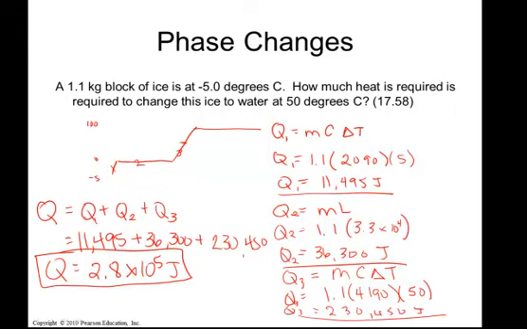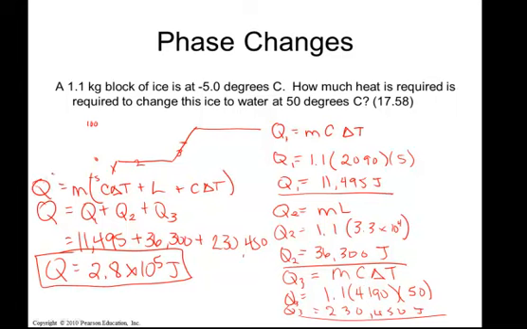Now in your specific example, problem 17.58, yours is very much like that, except you don't know the mass, but you know the total heat. And that total heat is going to be section 1, MC delta T, plus section 2, M times L, plus section 3, MC delta T. That means that you could factor out the mass. So you could have C delta T from the first section, plus L from the second section, plus C delta T for the third section, with the M factored out.